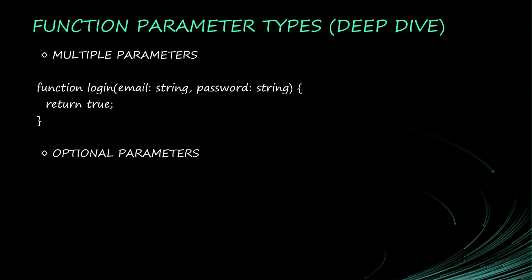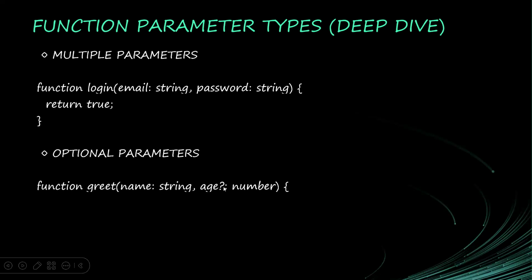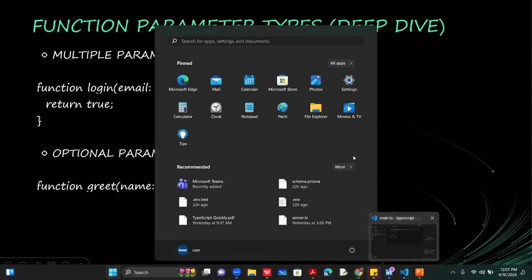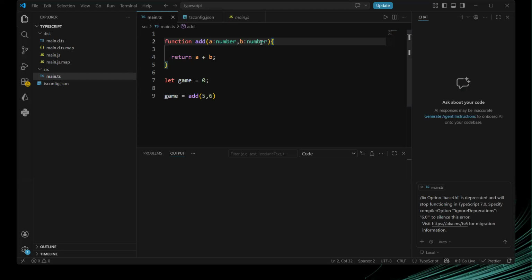Then we also have optional parameters. How do you make a parameter optional? You look at the question mark. The question mark should come after the input name. So in this case, if I want to make B optional, what I'm going to do is I'm going to do this.